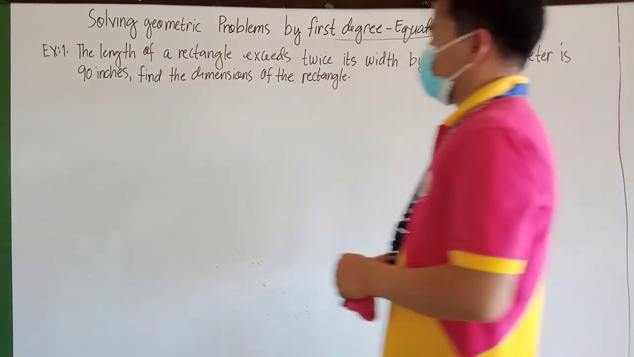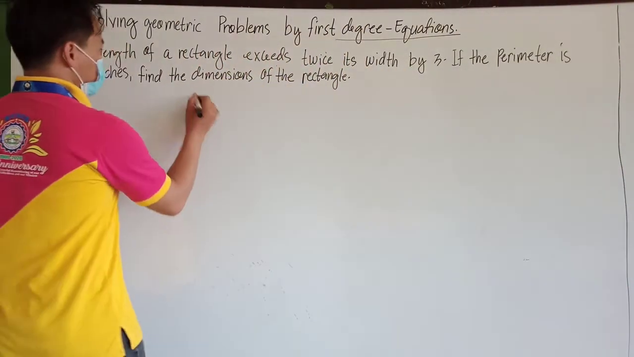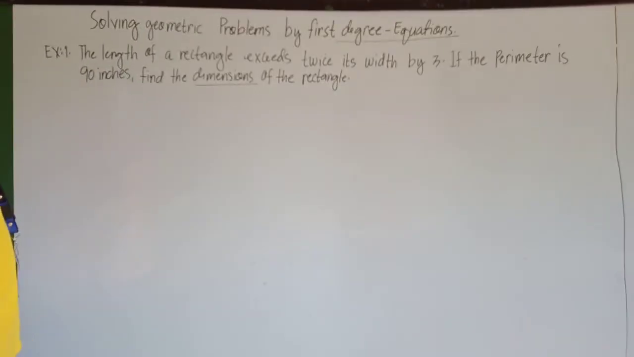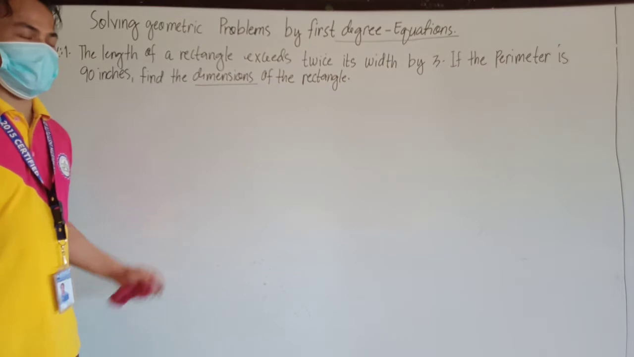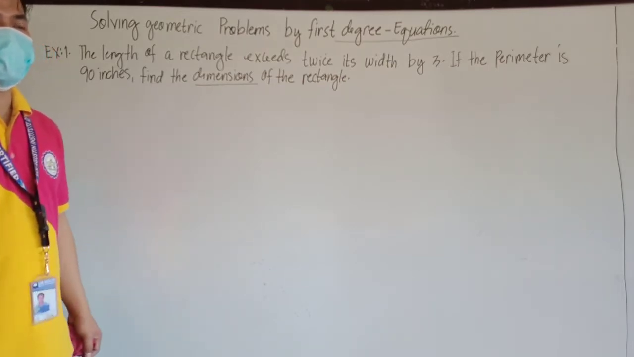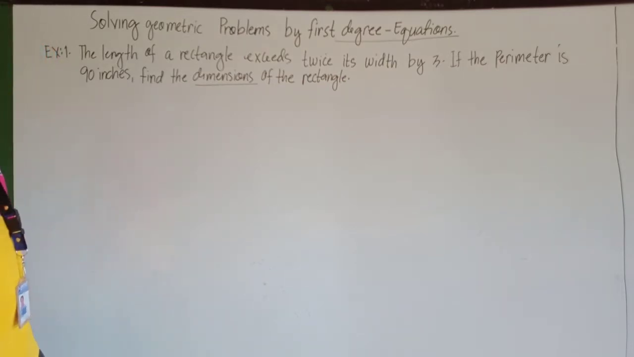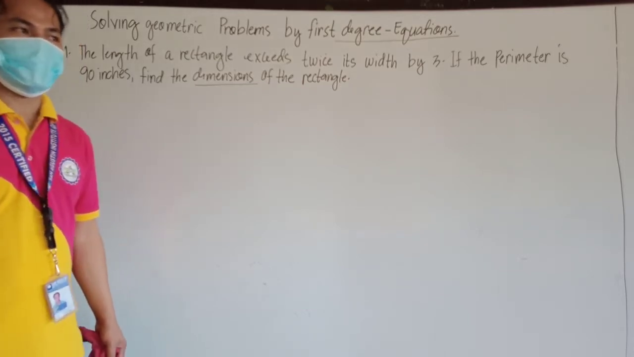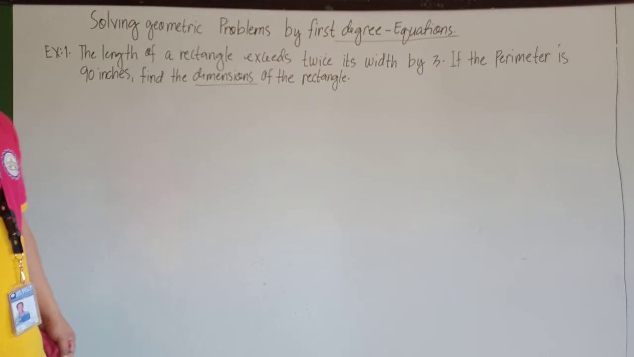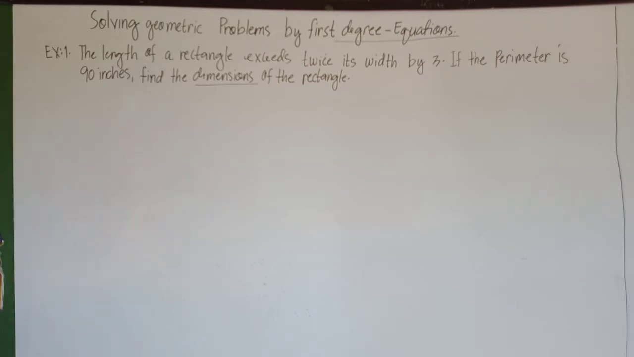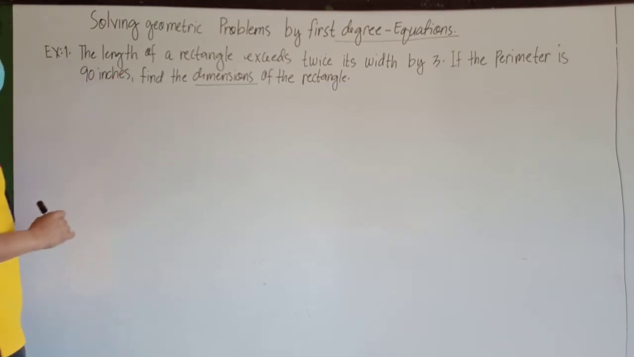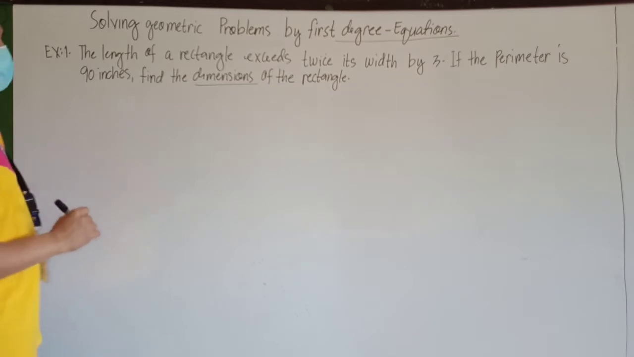So what is being asked in the problem is the dimensions, meaning you are asked to find the length and the width. Remember also the formula for the perimeter. The perimeter for the rectangle is just equal to 2L plus 2W, meaning 2 times width plus 2 times length. In this problem, we will have to draw first the figure referring to the rectangle that is being described.